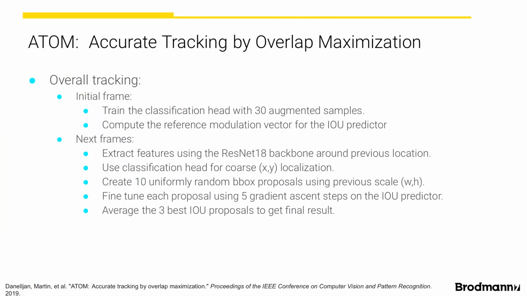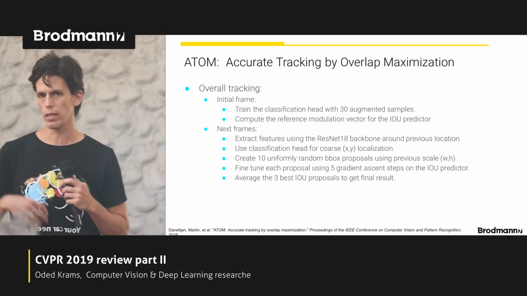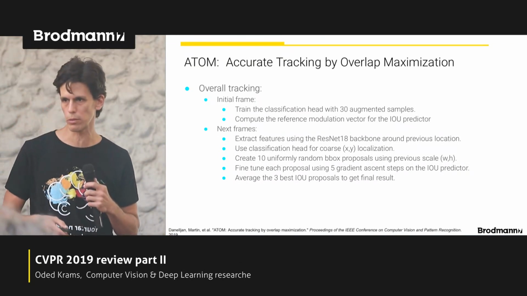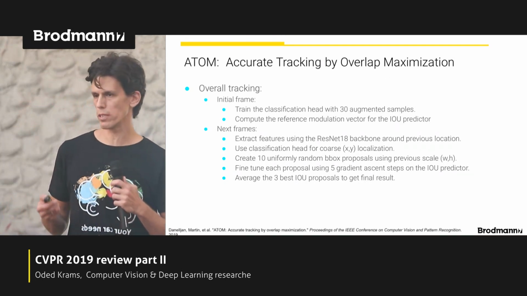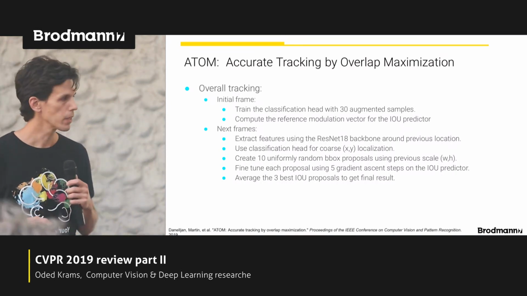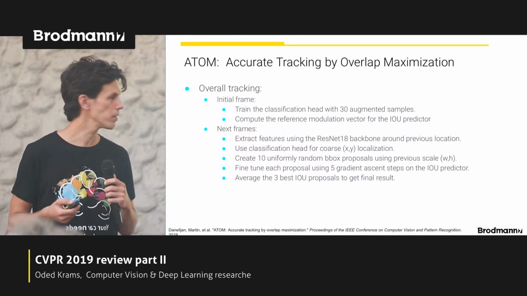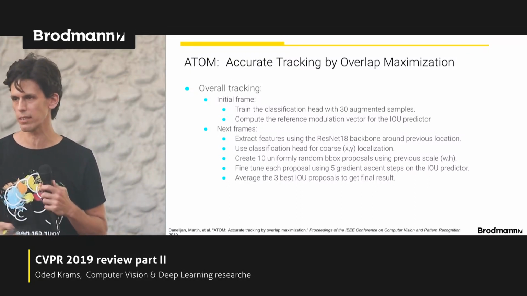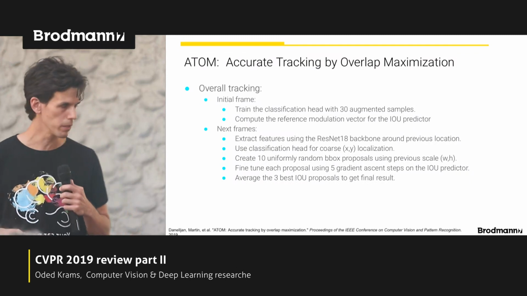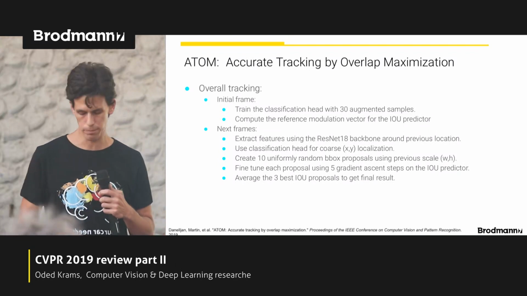Then they create 10 uniformly random bounding box proposals using the previous scale. They take the XY, they add the previous WH, and they add random noise to the bounding box to get 10 proposals. They fine-tune these proposals using the IOU predictor, with 5 gradient ascent steps. They have this ROI pooling, they do gradient ascent to get a better localization proposal. They take the 3 best IOU proposals and average them to get the final result.